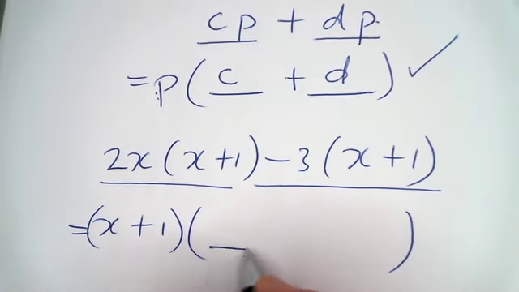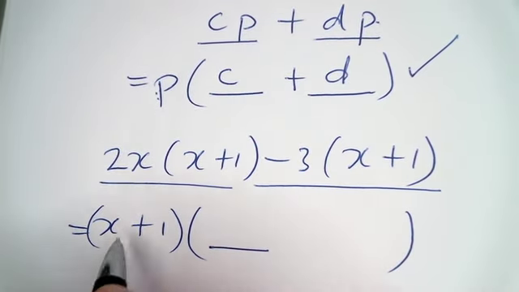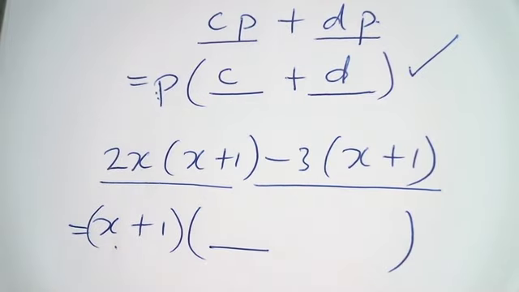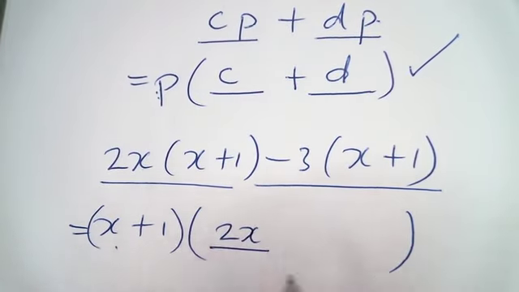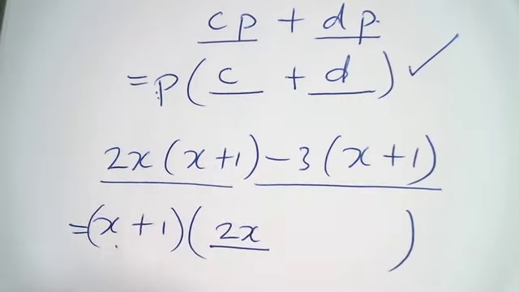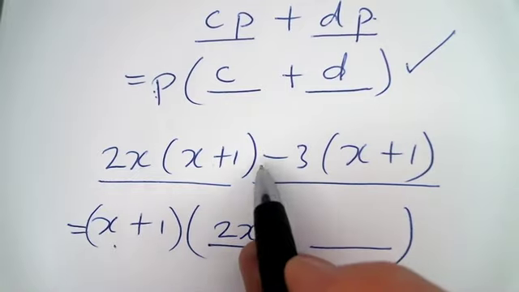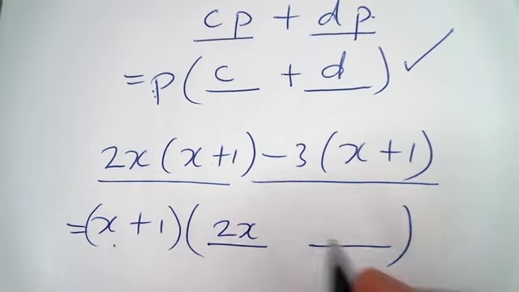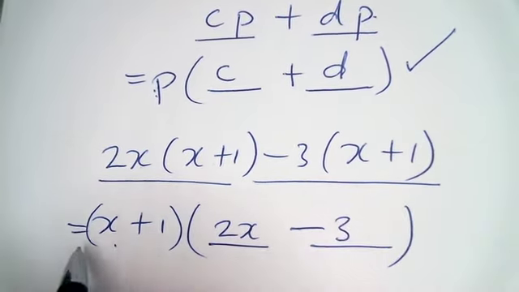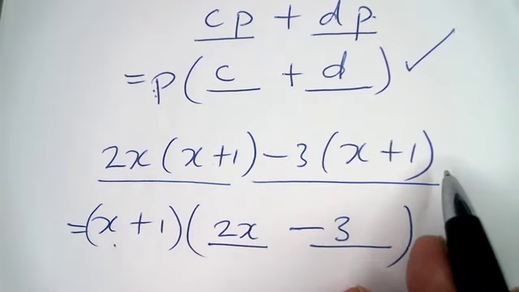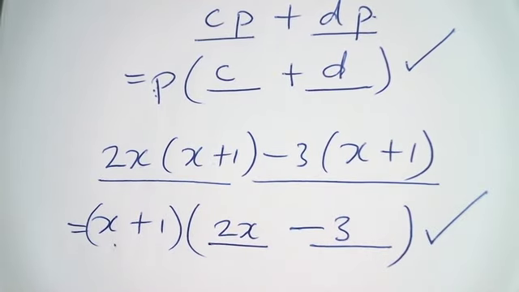Now, what times (x plus 1) makes 2x(x plus 1)? Well, 2x times (x plus 1) makes 2x(x plus 1). And what times (x plus 1) makes negative 3(x plus 1)? Well, negative 3 times (x plus 1) makes negative 3(x plus 1). And there is my factorisation.